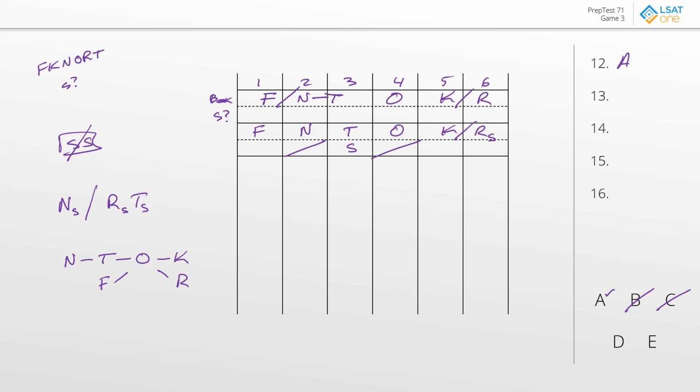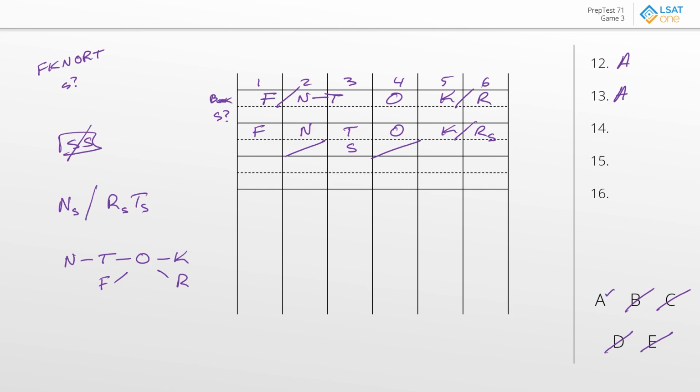Answer choice D, T is before F. No, we know T is after. And E, the third book is not. No, because we know that the third book is summarized. Best answer to question 13 is A. Next, question number 14. Let's take a look.